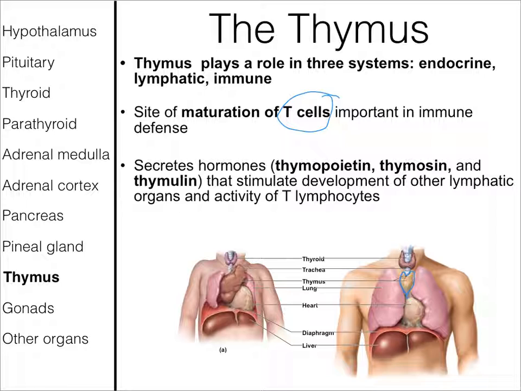In fact, your thymus will engorge and enlarge when you're undergoing active infection. It trains these T cells, and it also secretes the hormones thymopoietin, thymosin, and thymulin, which are going to coordinate the activity of T lymphocytes, which are T cells, as well as stimulate the development of new lymphocytes, new white blood cells, in your bone marrow, which is where they're all made.